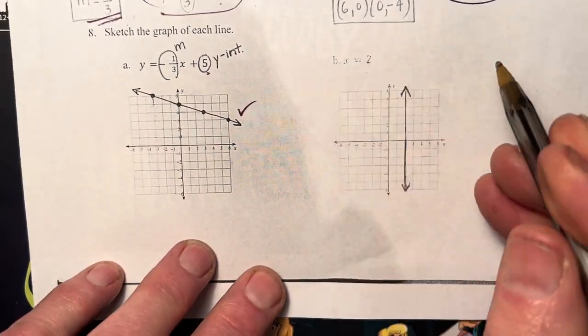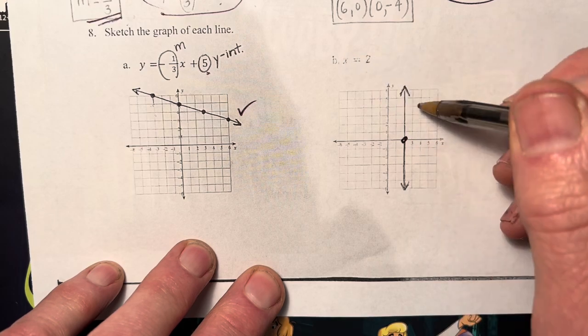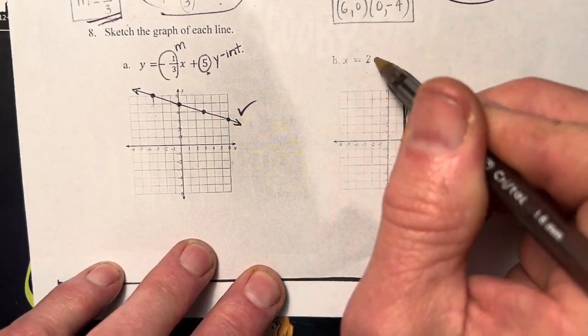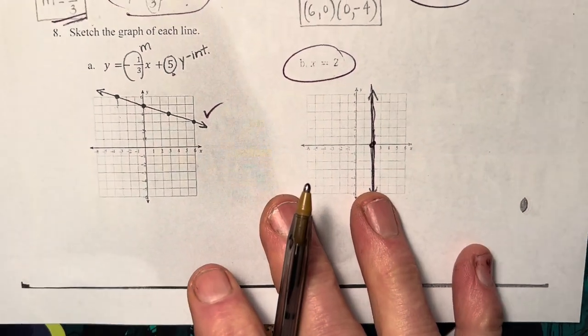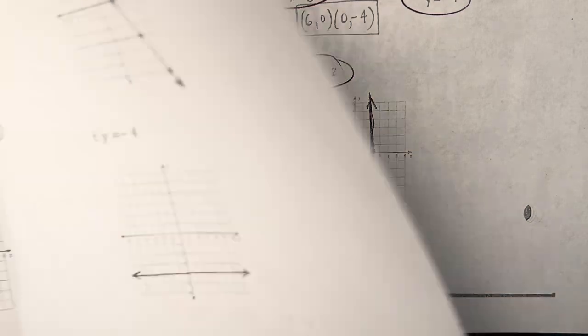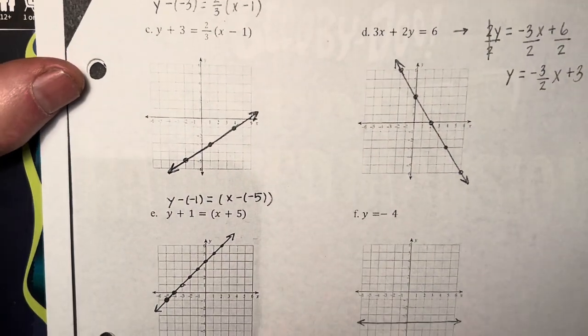This is x equals 2. You just go to x equals 2. It says nothing about the y, so y are all the points going anywhere you want. There you go. All right. Next is problem number 9. Oops, we got more. I guess this is 8 continued.